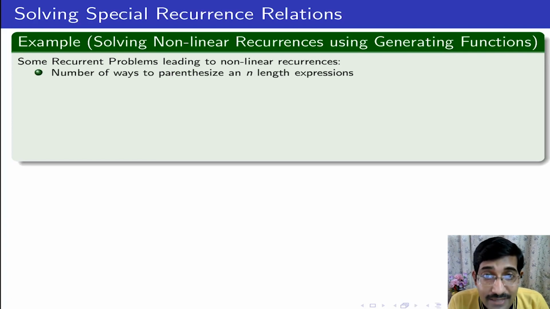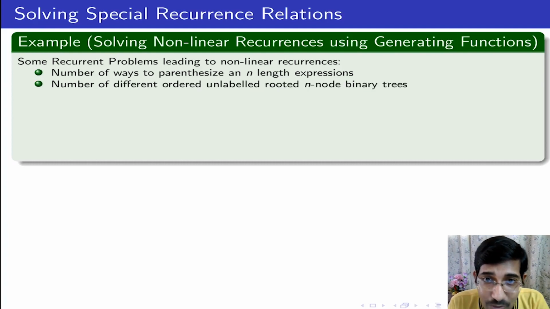Number of ways to parenthesize an n-length expression. We will use one type of parenthesis. How many ways can we do it? All these questions will result in a unique answer, but at first let me pose the questions. Number of different ordered, unlabeled, rooted n-node binary trees. So how many ways can you formulate a binary tree which is rooted, unlabeled, ordered, and how many ways can you do it?